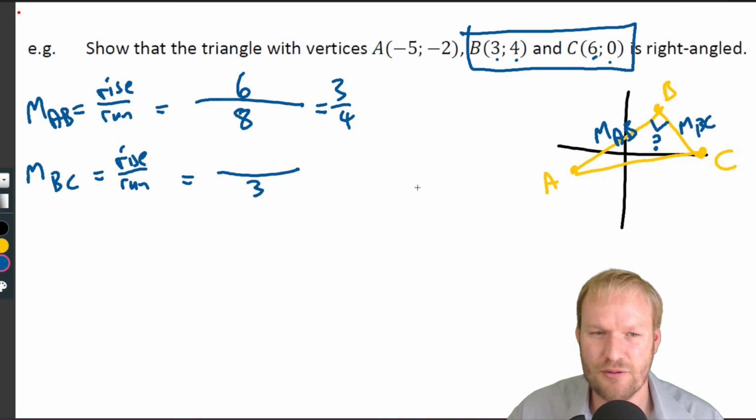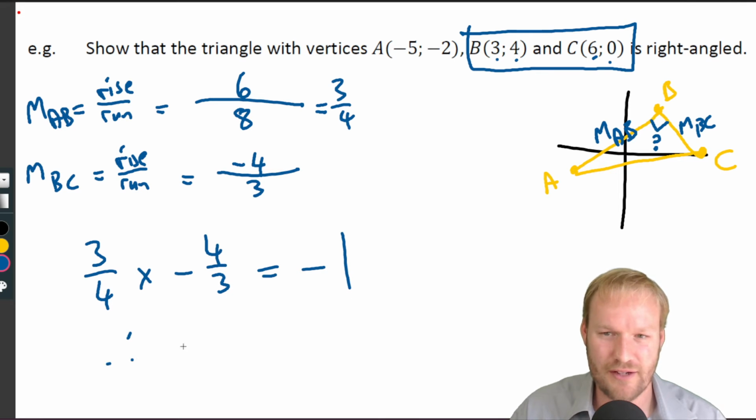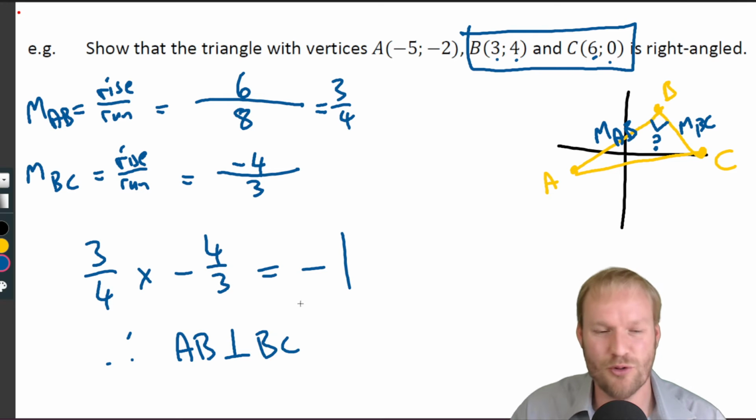4 to 0, well, that's in a negative direction, fits in with our sketch. So 4 to 0, I'm running by -4. Okay, well, I can already see that we found the right one, that those two lines are indeed perpendicular, because 3/4 times -4/3 is -1. So therefore, AB is perpendicular to BC, or it is right angled at B.